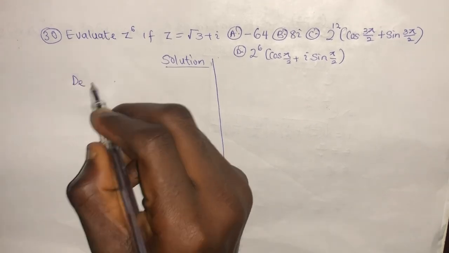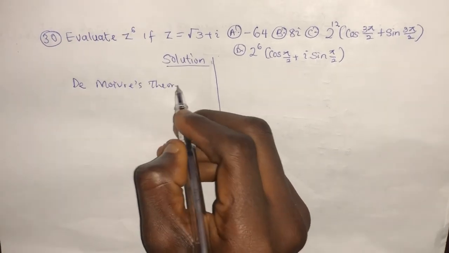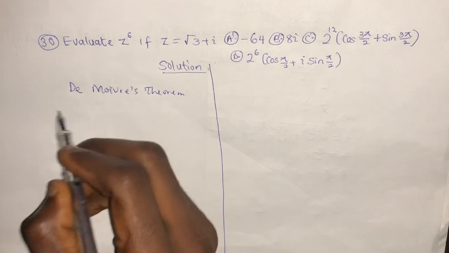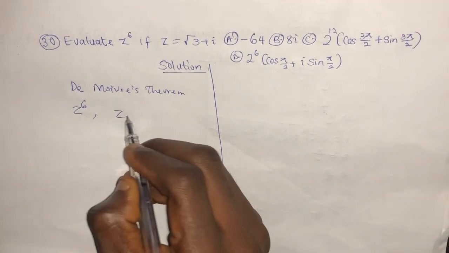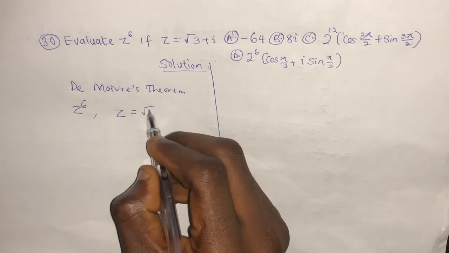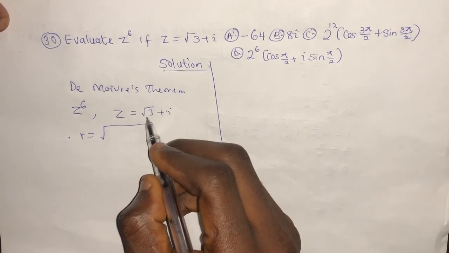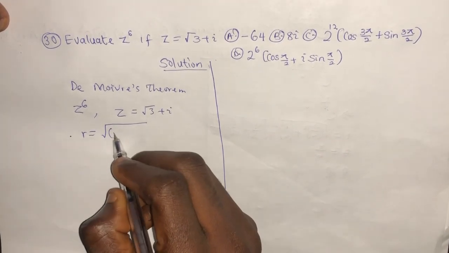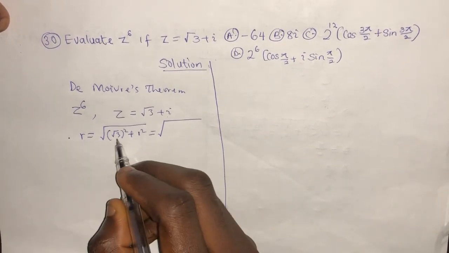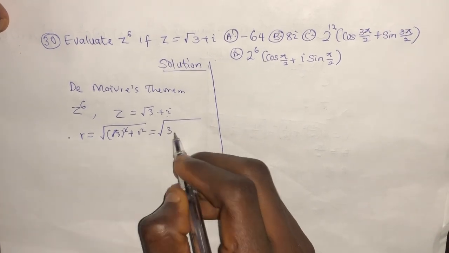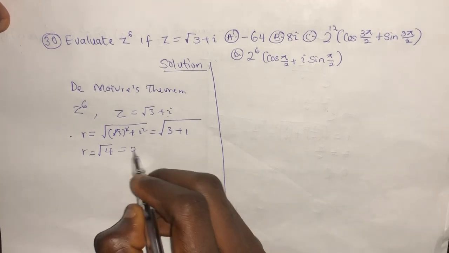So let's go. We are asked to find z to the 6th power, right? We have been given the function root 3 plus i. Our modulus is the square root of each of these, so root 3 squared plus 1 squared. The square will cancel the square root, we have 3 plus 1, which is 4. Then our modulus is square root of 4, which is 2.